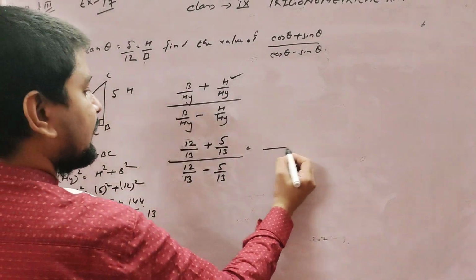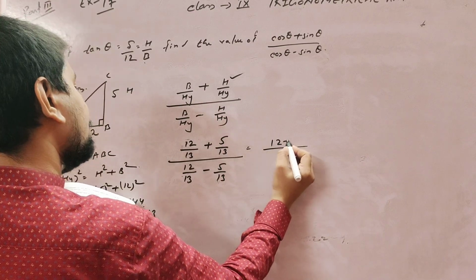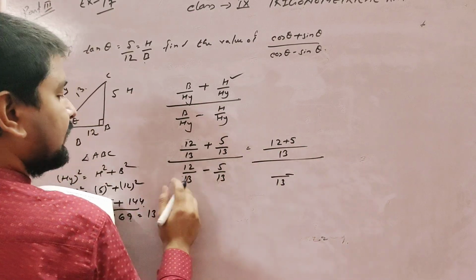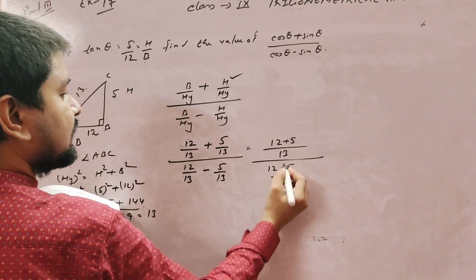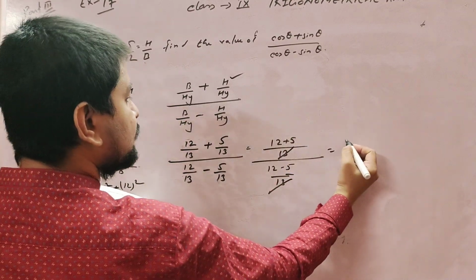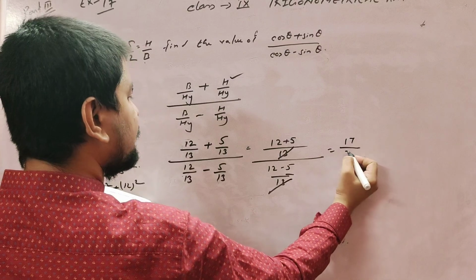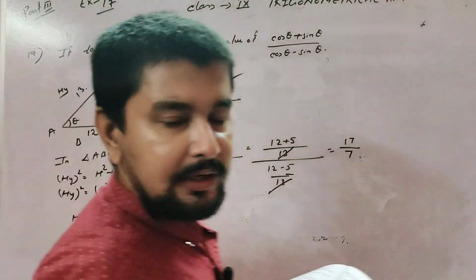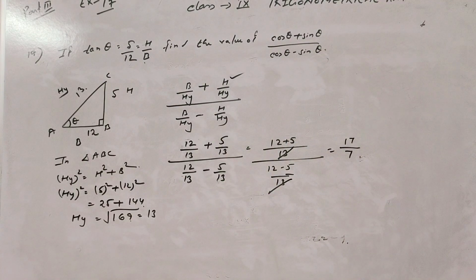So when you solve that, the denominator is 13. 12 plus 5, taking LCM 13 for the denominator, and 12 minus 5. This 13 cancels, that is 12 plus 5 is 17 and 12 minus 5 is 7. Okay, so the answer is 17 by 7. Note.